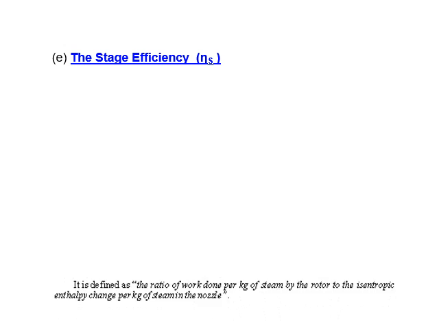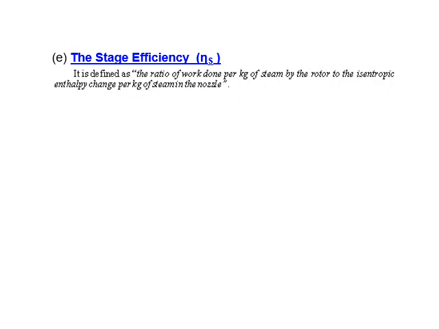Next is the expression for stage efficiency. The stage efficiency is defined as the ratio of work done per kg of steam by the rotor to the isentropic enthalpy change per kg of steam in the nozzle.